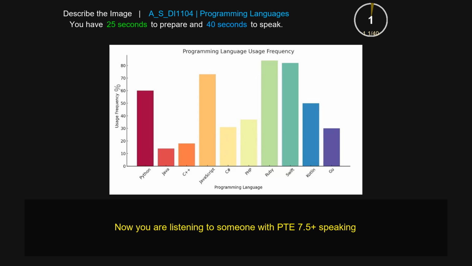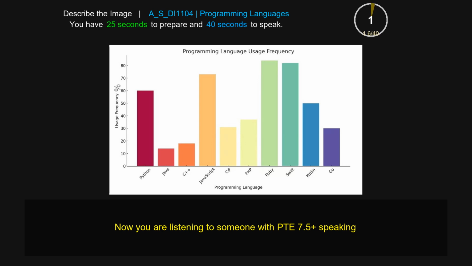The given picture gives information about the programming language usage frequency. The x-axis talks about some programming languages which are Python, Java, C++, C#, PHP, Ruby, Swift, and the y-axis talks about usage frequency percentage, which is 0 to 80%. It can be observed that Ruby is in the highest position at approximately 90%, and the second highest one is Swift at approximately 85%, and the lowest one is Java at approximately 15%. And overall the picture gives information about the programming language usage frequency.